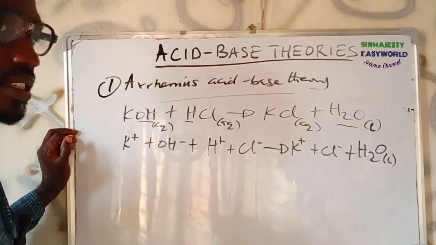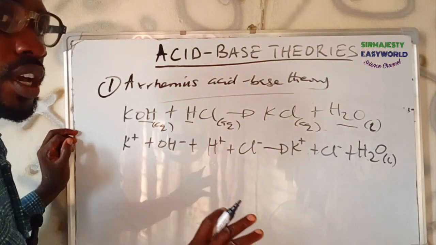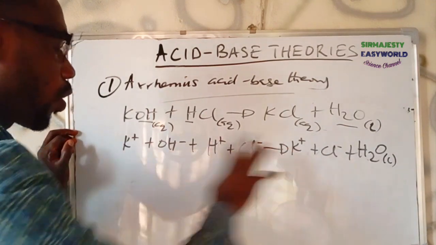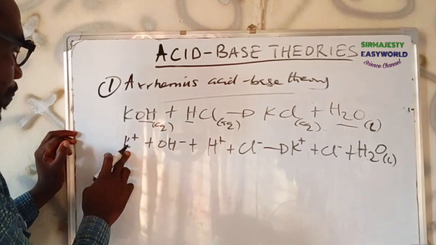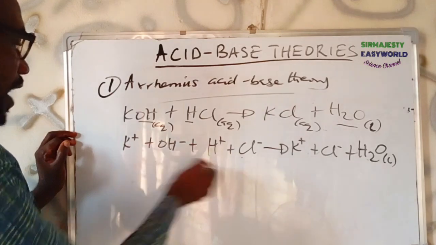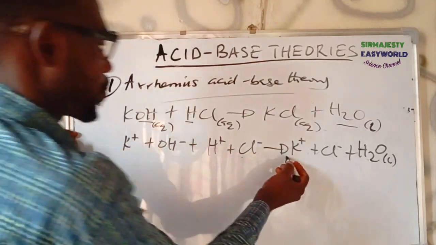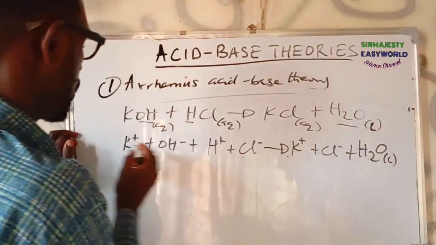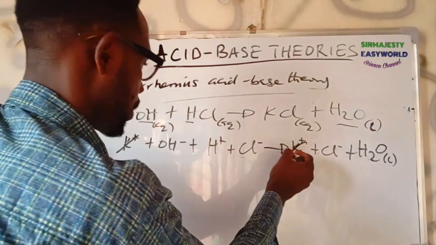So what do I do next in the ionic equation? I'll cancel species that are the same and equal on both sides. I'll pick K plus. Do I have K plus? This is the reactant side. I have only one K plus. Check the product side. I have it. So, that is it. They will strike each other.